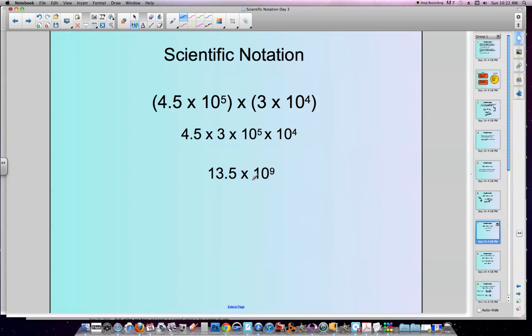We've got to get this in proper notation, right? This coefficient's too big. It can't be any bigger than a single number in the ones place. So we need to get a power of 10 out of here. We're going to divide by 10, and we wind up with 1.35. But since we removed the power of 10 here, what do we do here? Well, we add a power of 10. We suddenly have 10 to the 10th instead of 10 to the 9th. And this is our final answer.